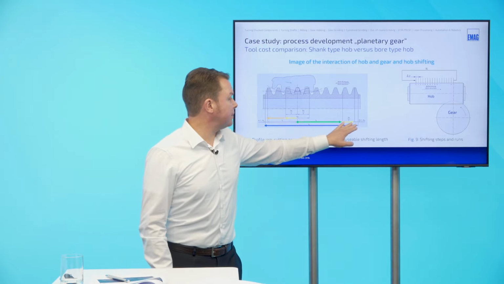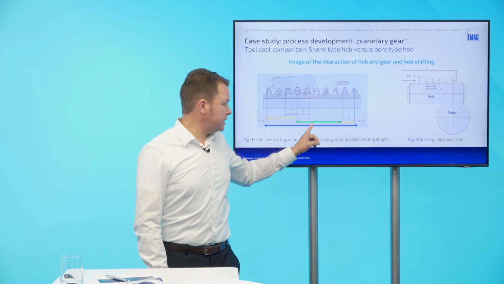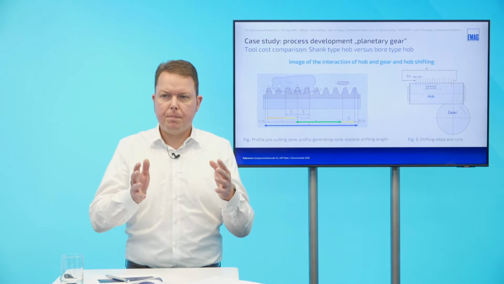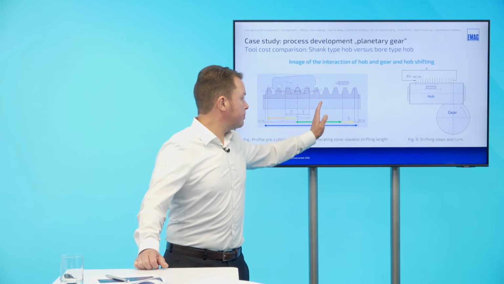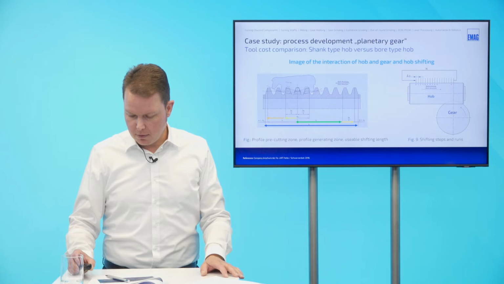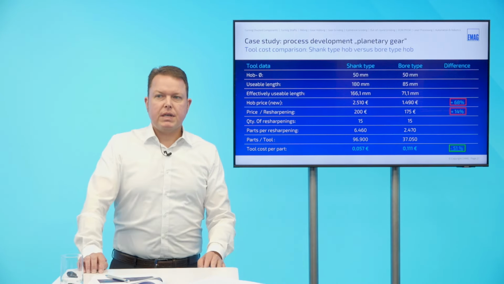And we have to deduct those from the usable hob length, and you see that there's only a portion that remains, and the longer the hob, the longer this portion will be, of course. That's why it's important to have possibly a long hob. What does this mean cost-wise?